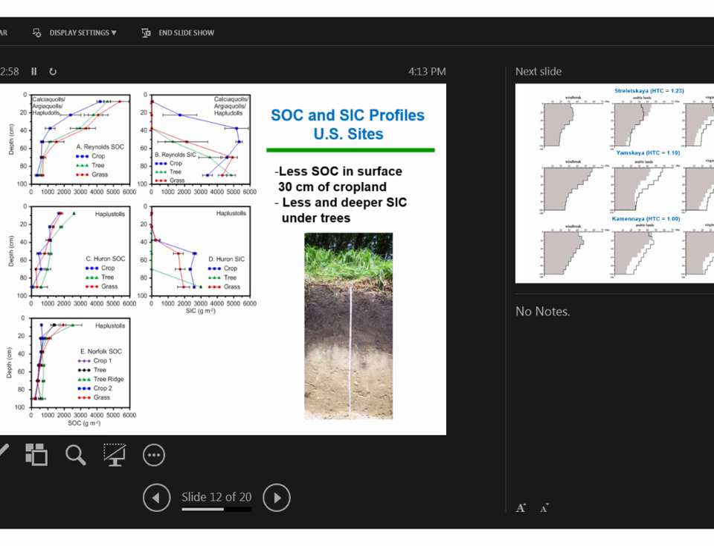Looking at the profile data, this is just for the American sites. We've got Reynolds soil organic carbon, Huron, and Norfolk, and we also have inorganic carbon at the Reynolds and Huron sites. Generally, when we compare tree, crop, and grass for each of these, we see, again, less organic carbon in the cropland. We saw that in the data from the grids as well, so the pit data, thankfully, agrees with the shallow sampling. We also have less and deeper inorganic carbon underneath the trees, which probably has something to do with the change in hydrology, water use patterns, and temperature beneath the trees. This is something we are going to learn a lot more about, because the sites we sampled in 2013 all had carbonates in them.